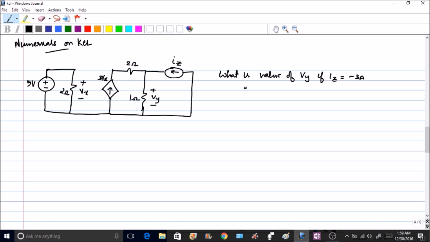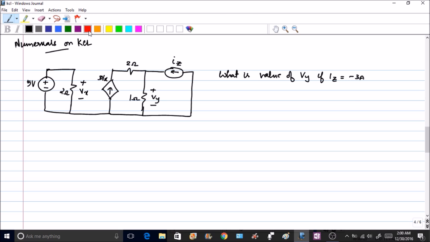Hello friends, in this session we'll just do a couple of problems to have a good understanding on the application of KCL to solve engineering circuit analysis problems. So let's take the first question. The question is to find the value of Vy if Iz is equal to minus 3 amperes, right?